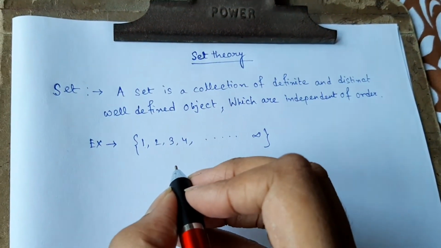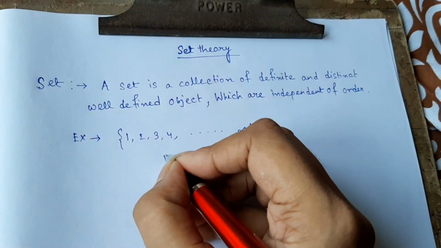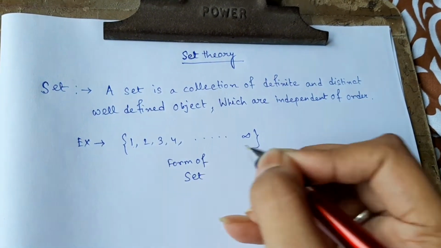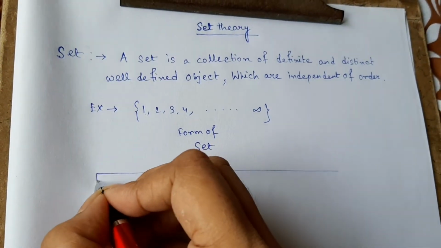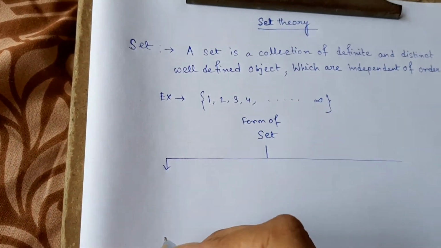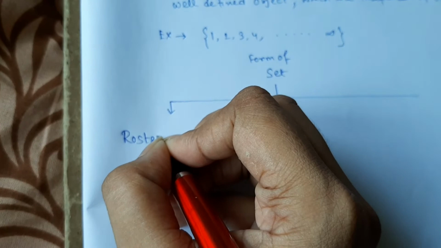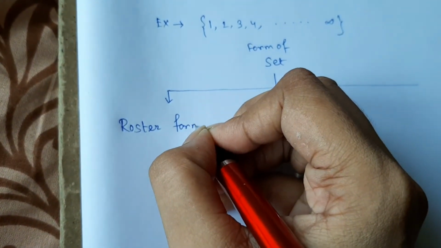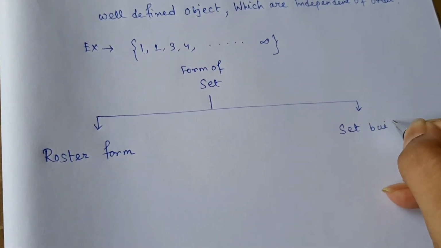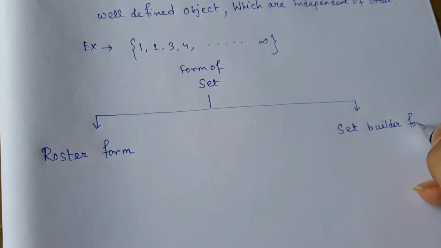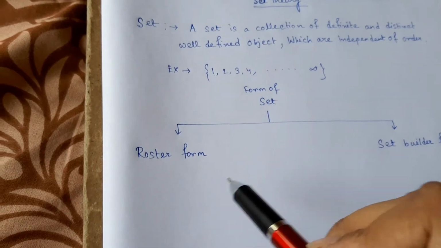There are two types of set forms. One is roster form and the other is set builder form. Okay, so the form of a set is of two types: roster form and set builder form.